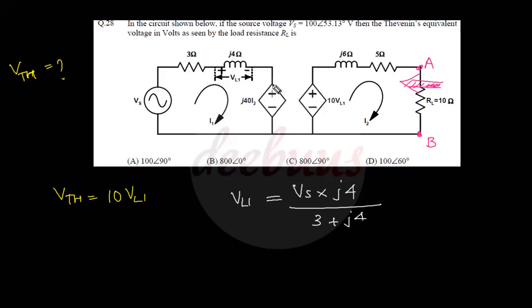So here we have to remember that this dependent current source, which is dependent upon I2, is actually destroyed, because as we open circuited the terminals AB, there must not be any current flowing through this loop. That means I2 turns out to be 0. So this dependent voltage source is also 0. That's why I calculated VL1 using a series division of voltage across 3 ohm and J4 ohm. So now VL1 equal to Vs into J4 divided by 3 plus J4, right?